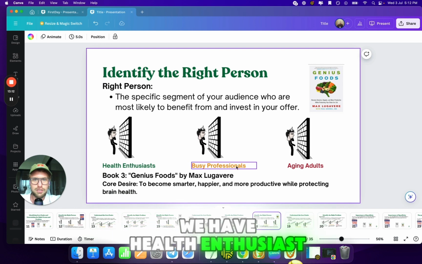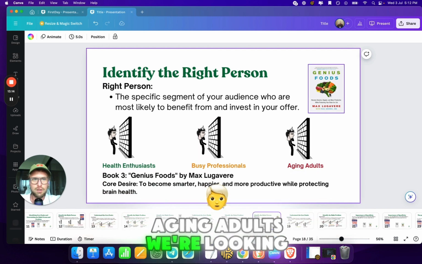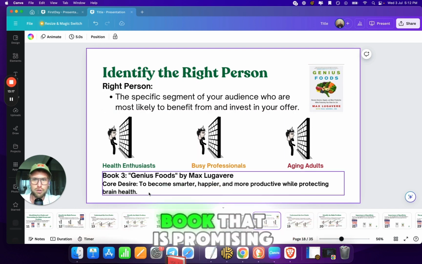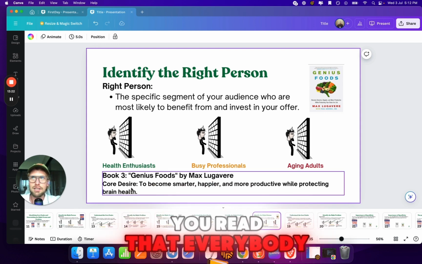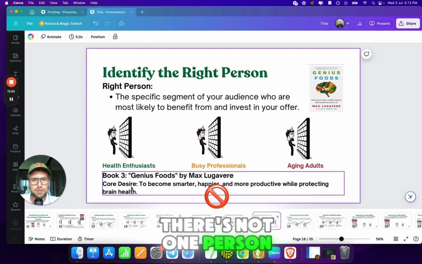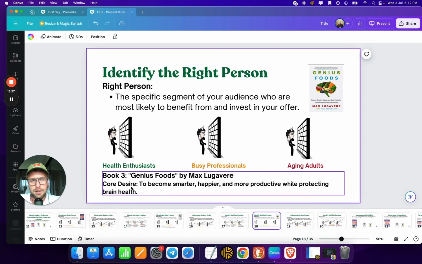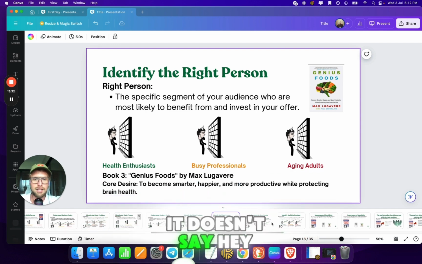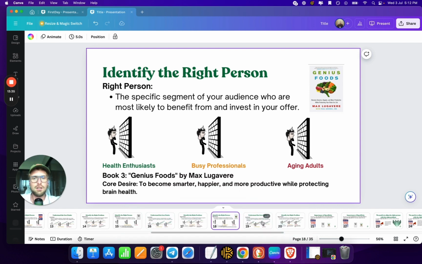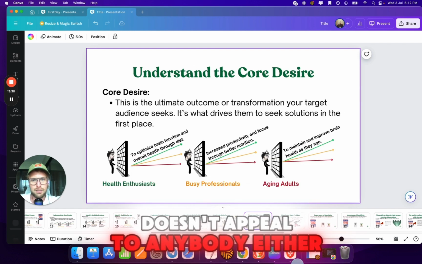We have health enthusiasts, busy professionals, aging adults. We're looking for this health book that is promising to make us smarter, happier, more productive while protecting brain health. Now, it's like if you read that, everybody wants that. There's not one person on earth that doesn't want that. However, when it just says that generally, it doesn't speak to anybody either. It doesn't say, hey, I can solve this for you. And therefore, it doesn't appeal to anybody either.